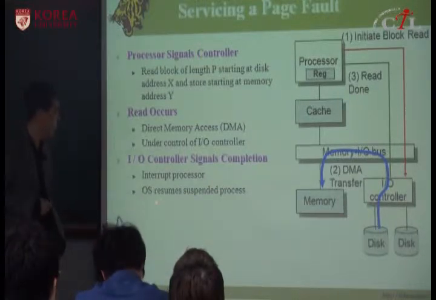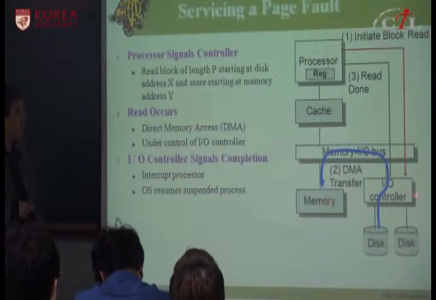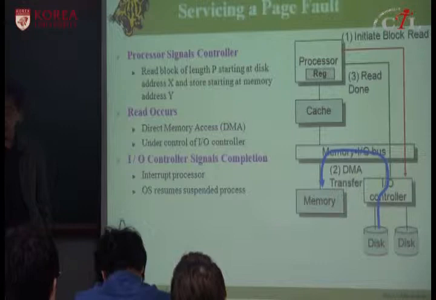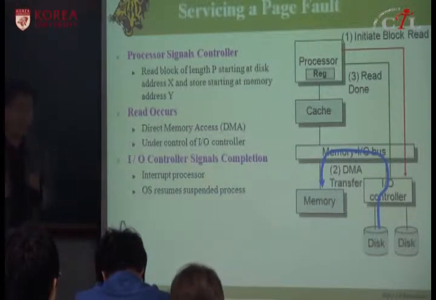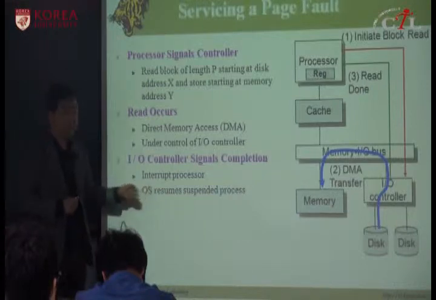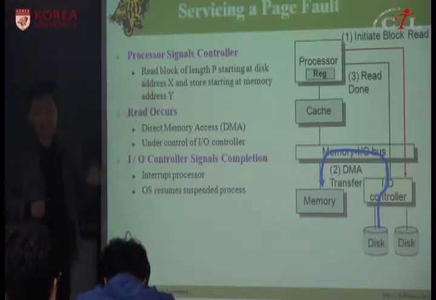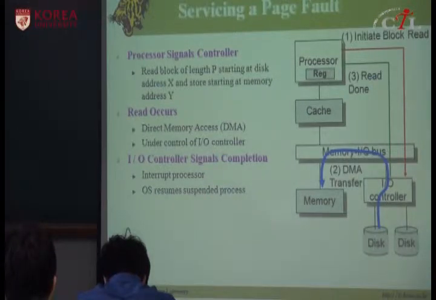And then the I/O controller interrupts the processor. Okay? I/O is complete. And on an interrupt, the CPU handles it. So some process is waiting for I/O. It means in the operating system it's in the blocked state.